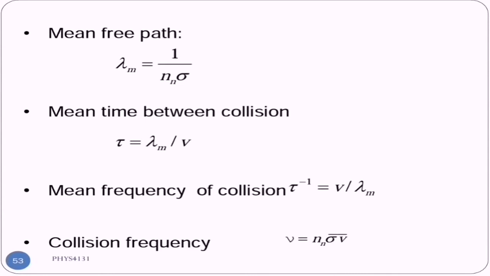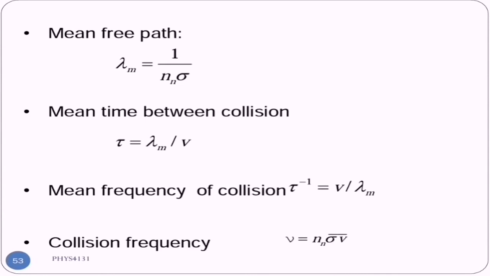द क्वांटिटी lambda m is the mean free path for collisions, which can be written as lambda m is equal to 1 over n sigma. After traveling a distance lambda m, a particle will have had a good probability of making a collision.